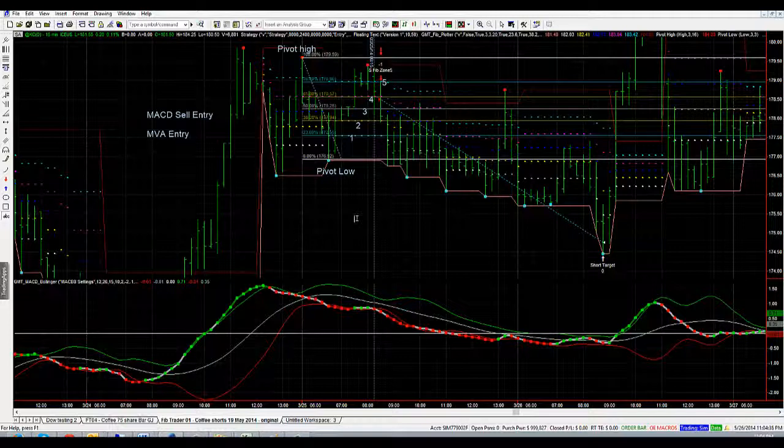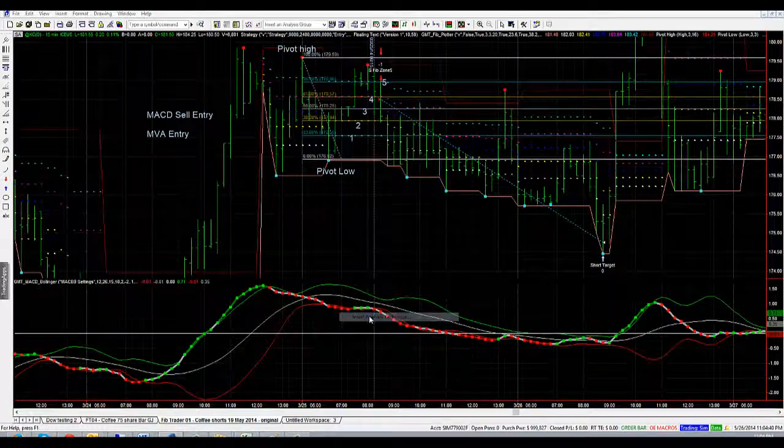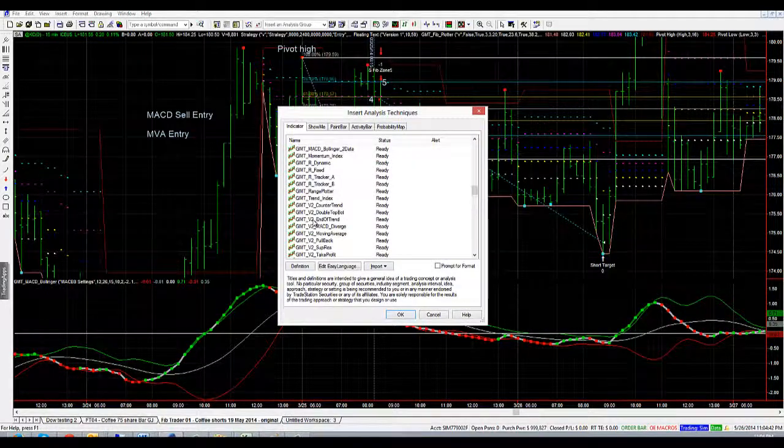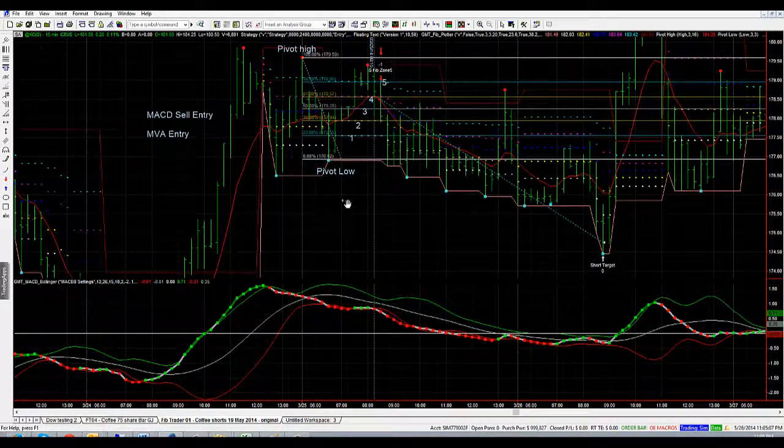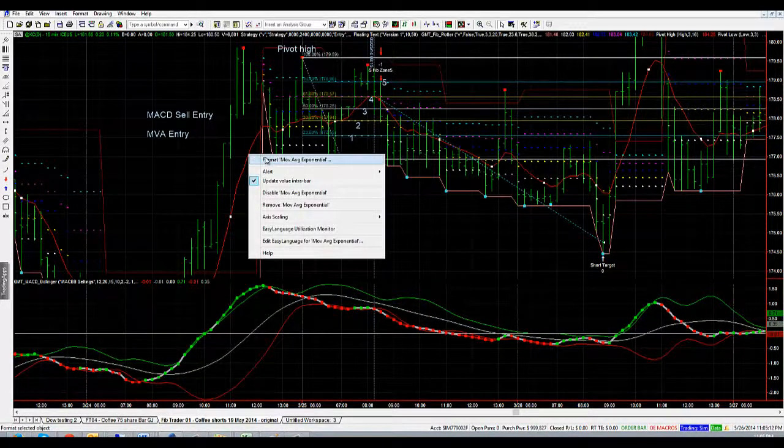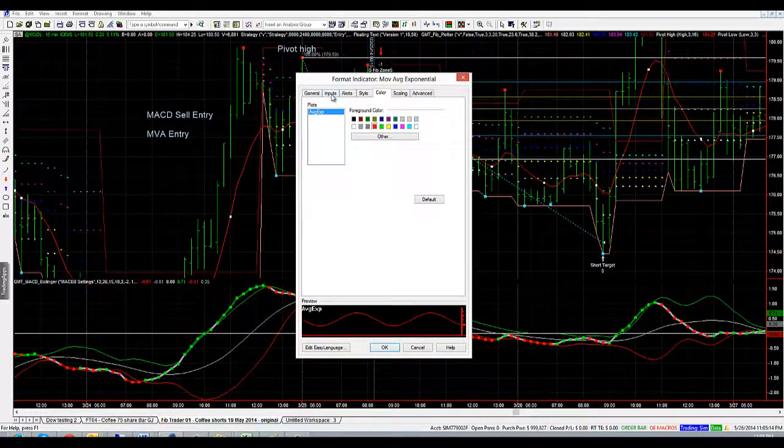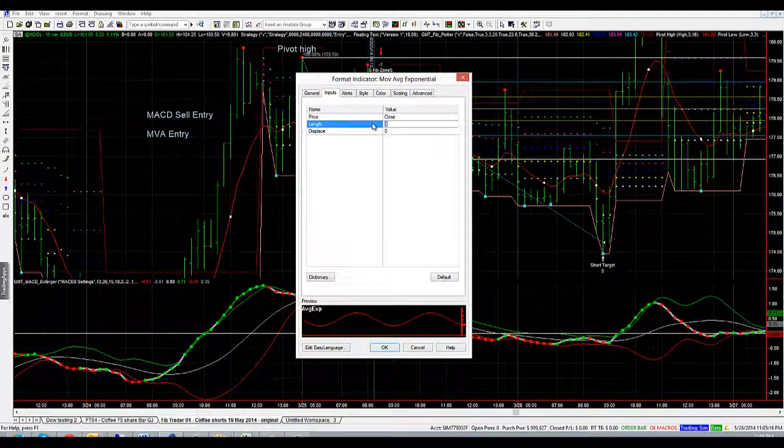So let's take a look at the moving average entry. We're going to add a moving average to the chart. We'll go to insert analysis, and we'll just grab our standard exponential moving average. So there's our moving average, and we'll make this a 21. Just put a 21 period moving average there.